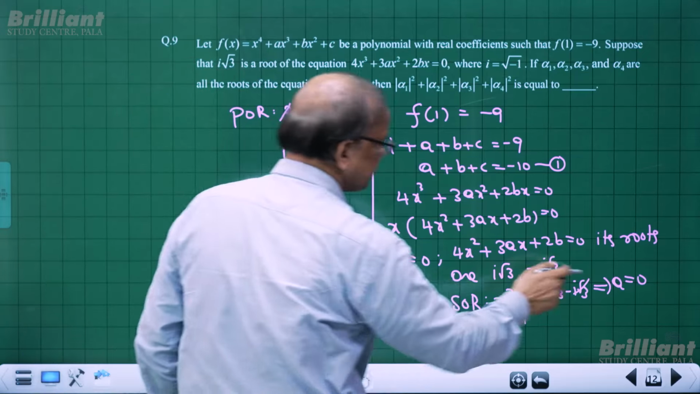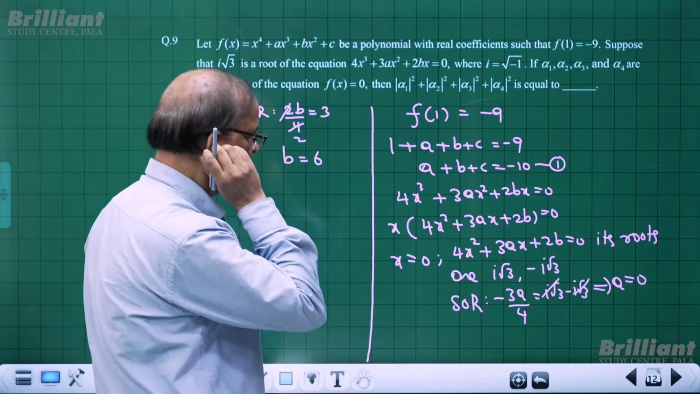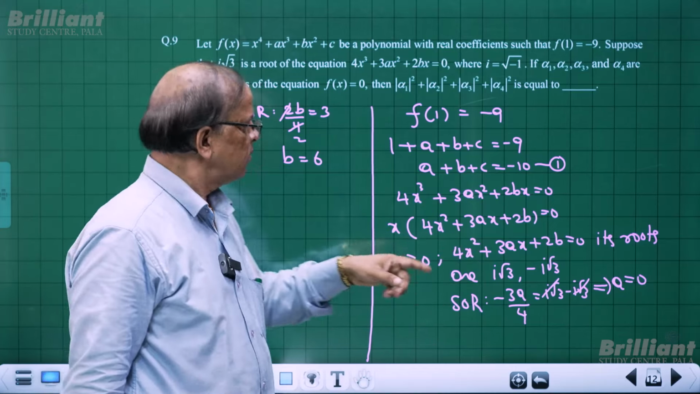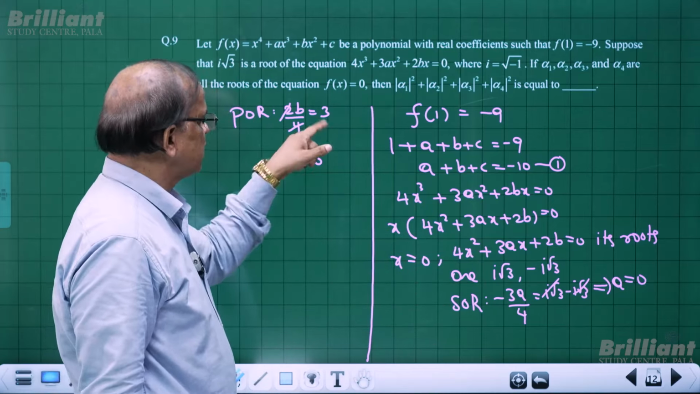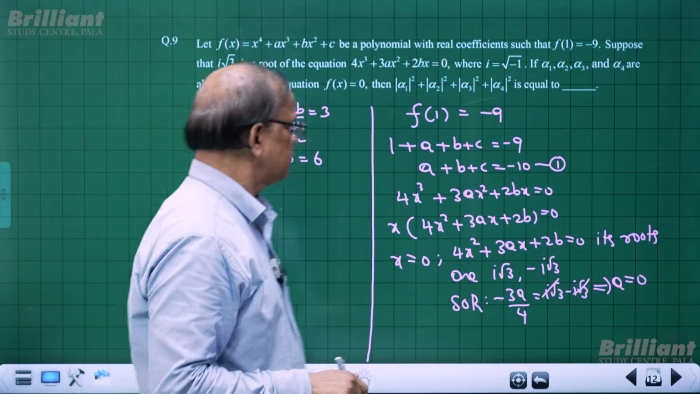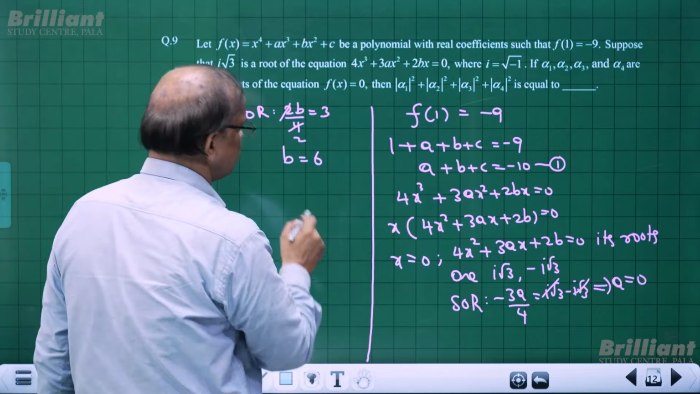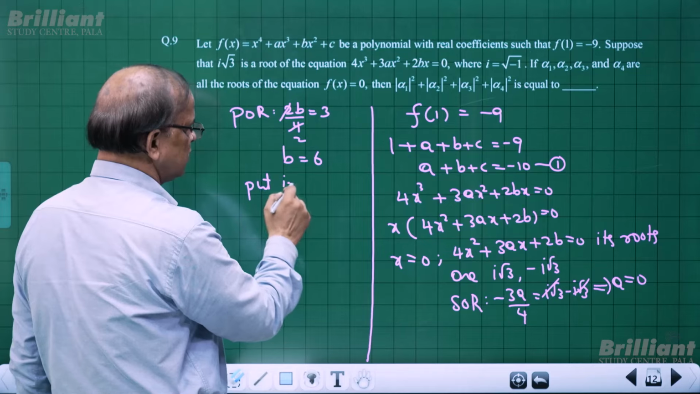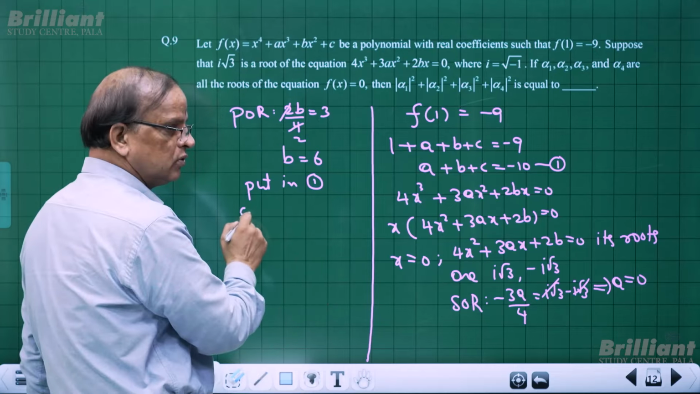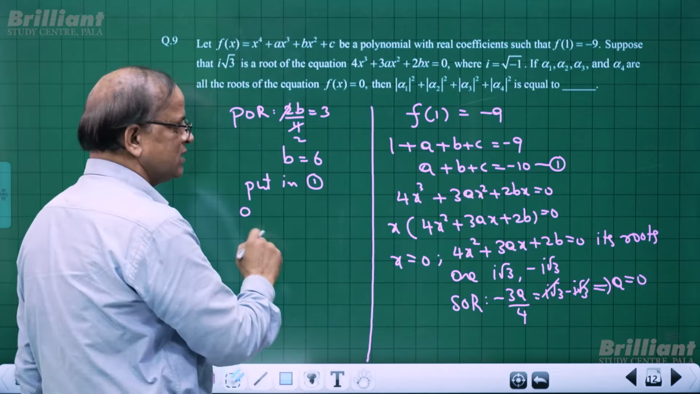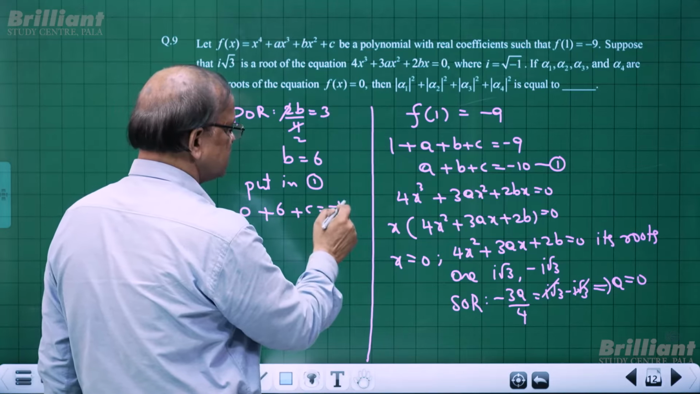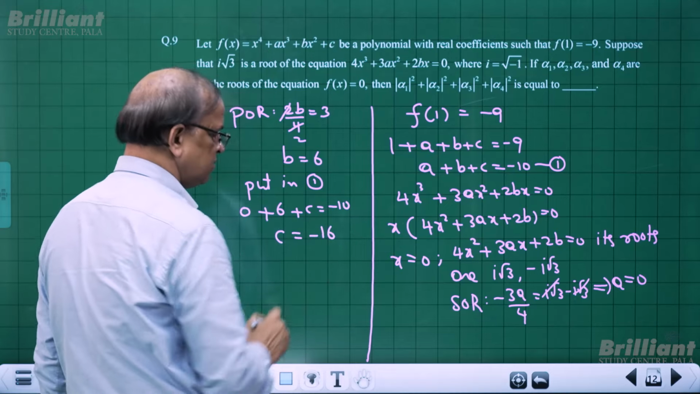So, we substitute a equal to 0 and put in equation 1. The product of roots is 2b by 4, and this is i root 3 times minus i root 3, correct. Now, here put in 1. So, a is 0 and b is 6, and c is minus 10. So, that is minus 16.